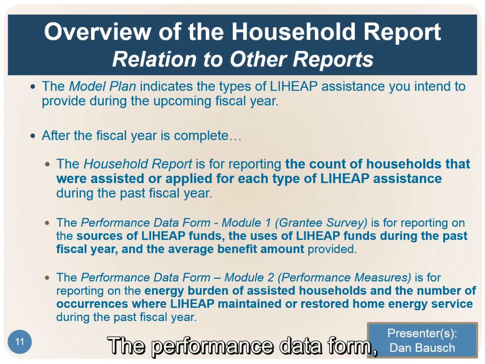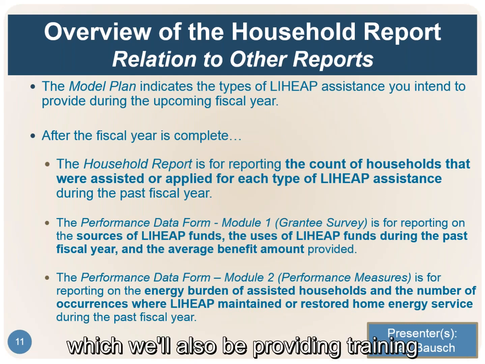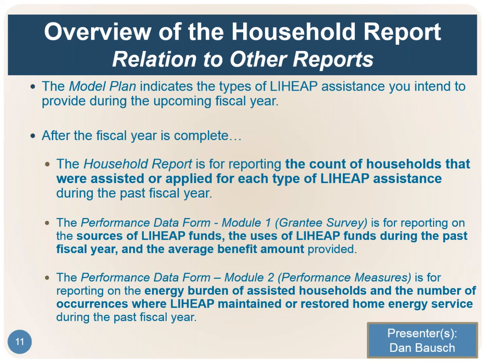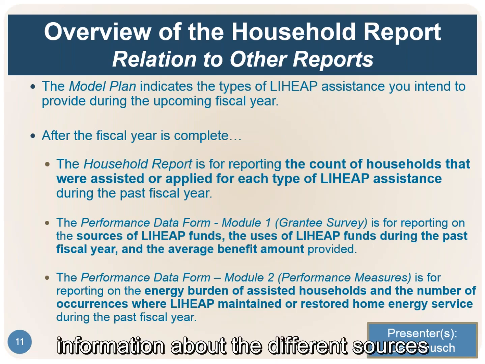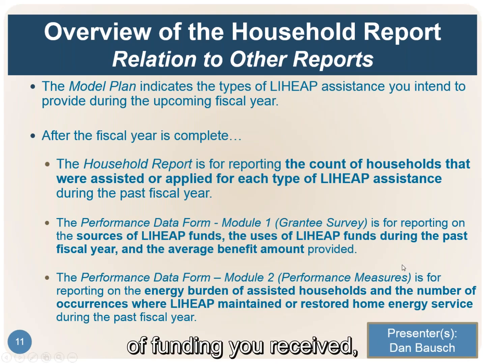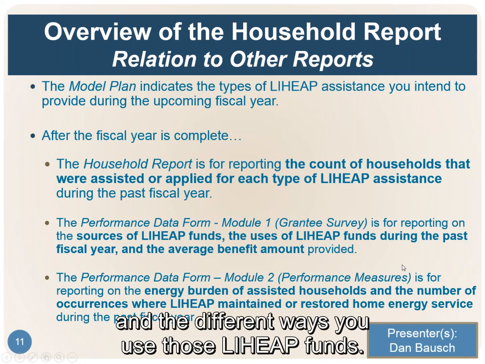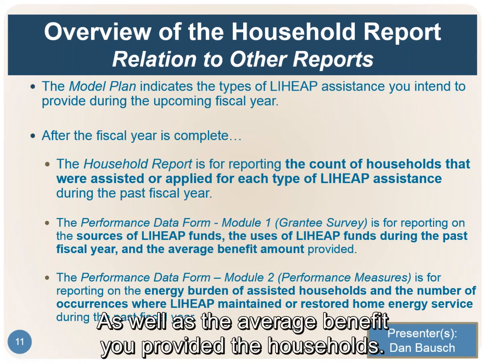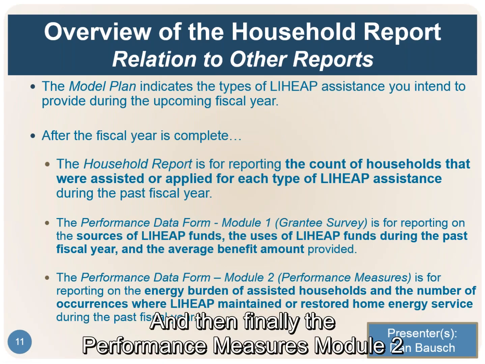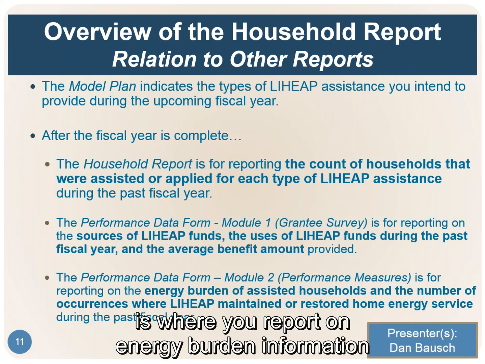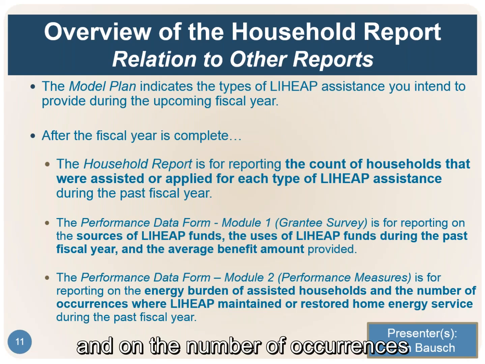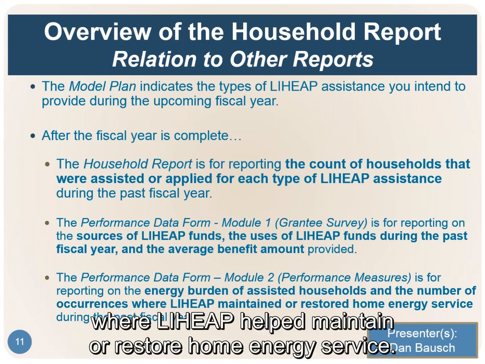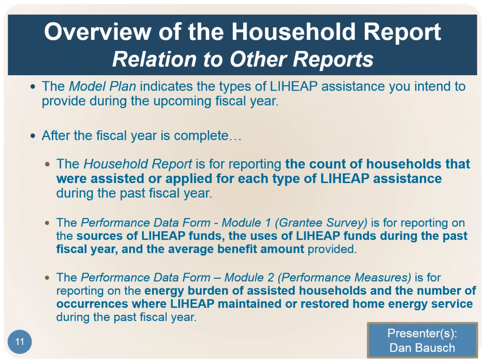The performance data form, which we'll also be providing training on in the coming months, asks you to provide in the first module, called the Grantee Survey, information about the different sources of funding you received and the different ways you use those LIHEAP funds, as well as the average benefit you provided the households. And then finally, the performance measures, Module 2, is where you report on energy burden information for the households that were assisted and on the number of occurrences where LIHEAP helped maintain or restore home energy service.